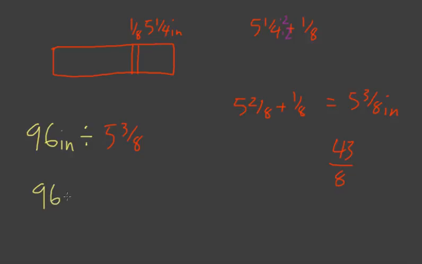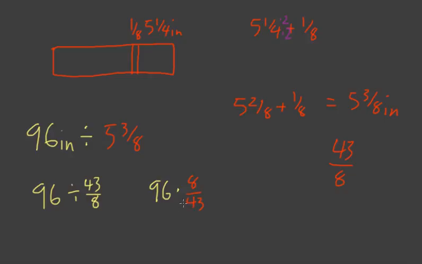96 divided by 43 over 8. Now, when we divide a fraction, we need to flip it and multiply by its reciprocal. So let's change that. It's 96 times 8 over 43.